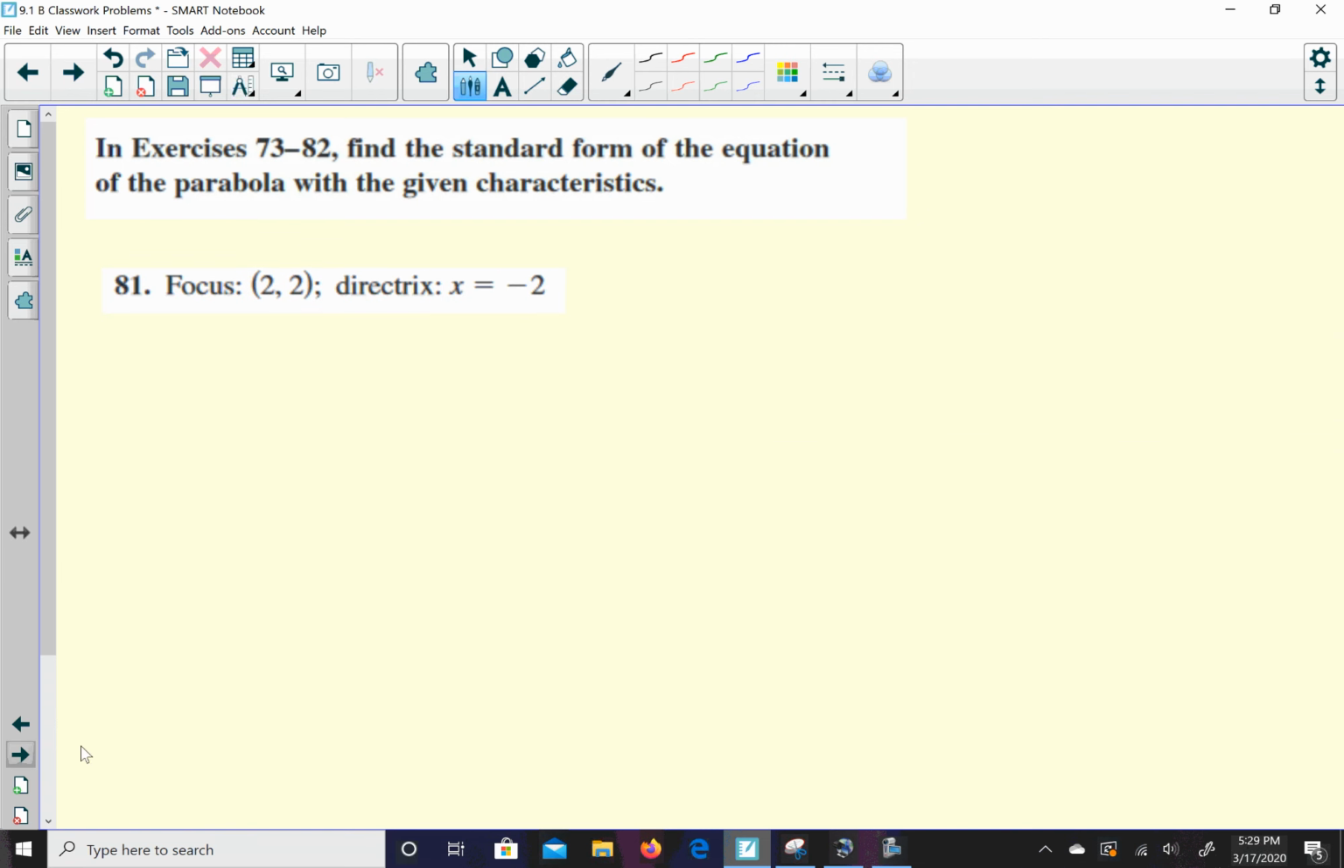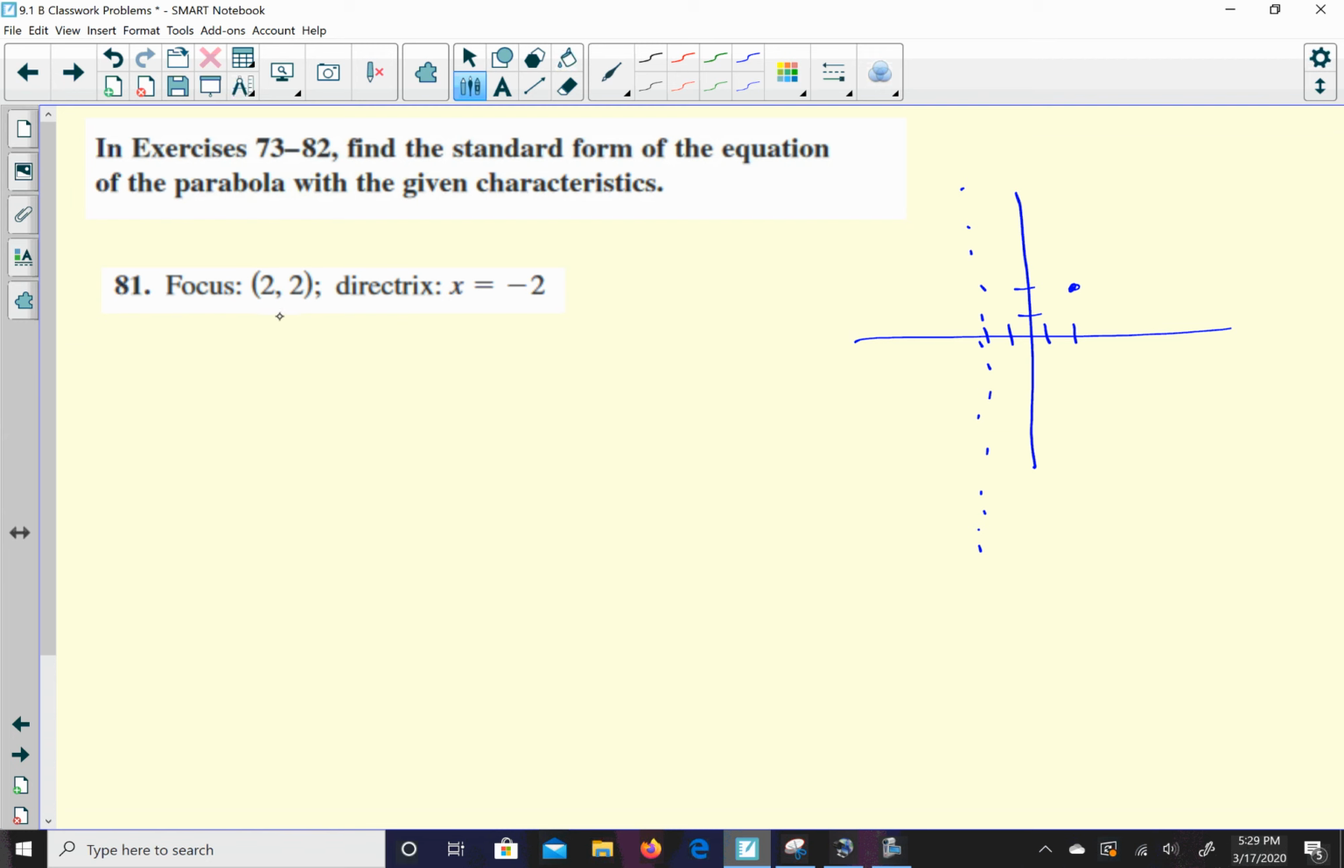Moving on to number 81. This one tells me my focus is (2, 2). The directrix is x is equal to -2. So that's a vertical line. Goes like that.